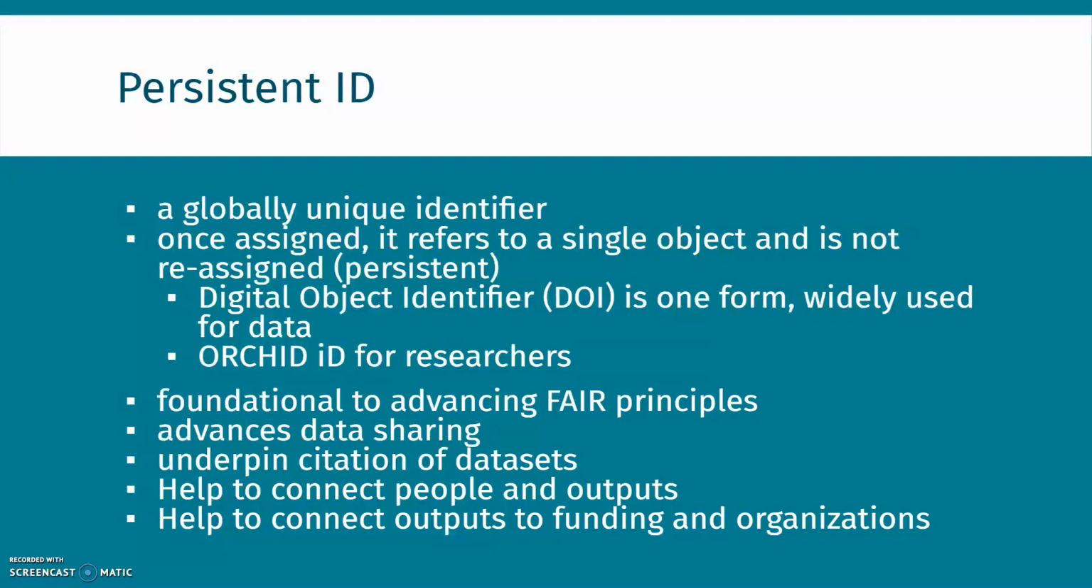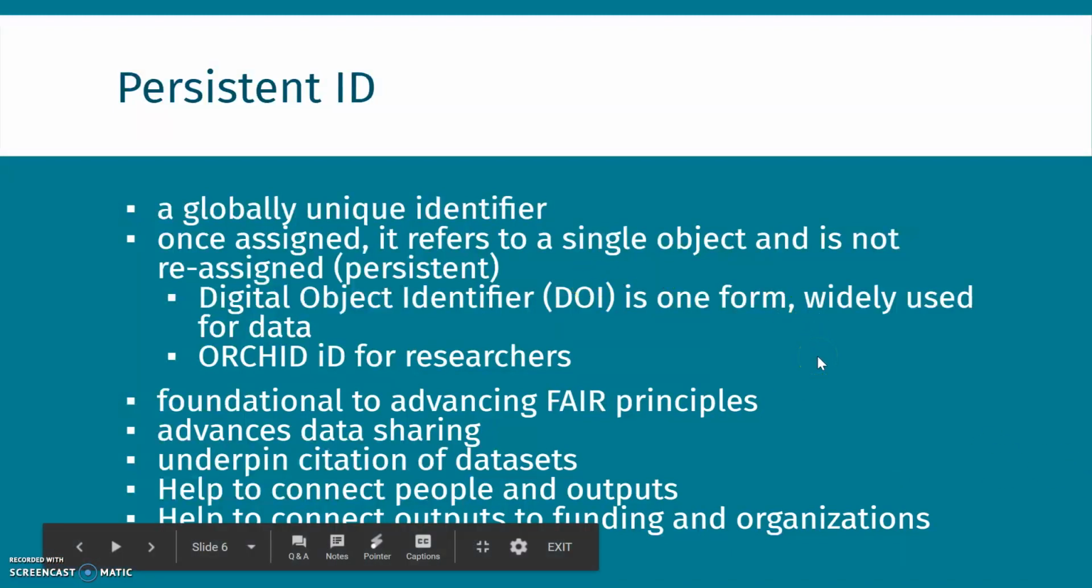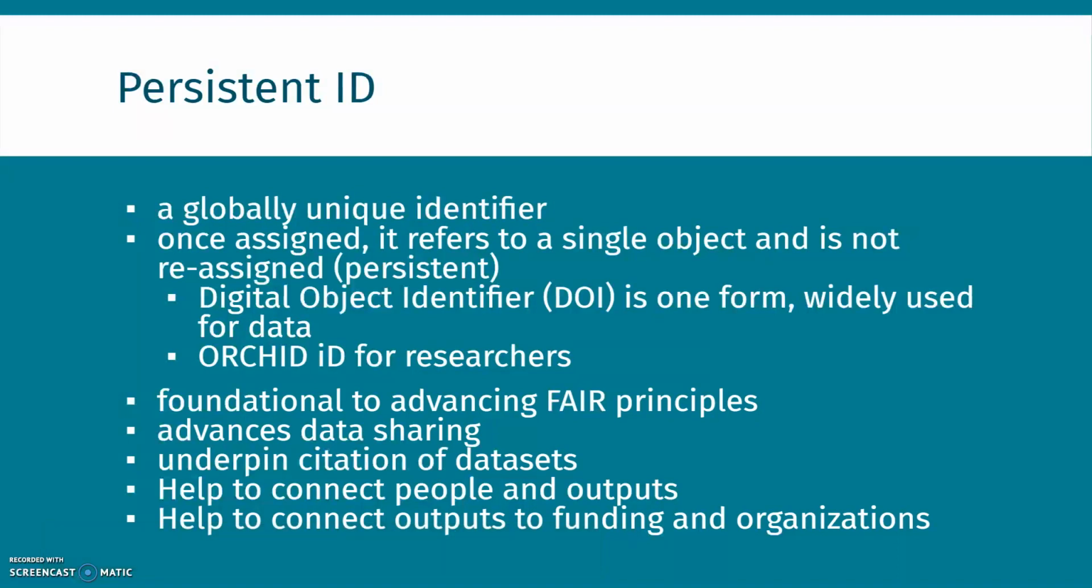It underpins citation of data sets. Without some persistent ID, there's no way to uniquely identify a data set and cite that data set. And persistent IDs also help to connect people and outputs. Whatever you produce should be connected to you, and an ORCID iD with other IDs helps you do that. It also can help to connect outputs to funding and organizations. So an aggregation of different things from funding agencies, or researchers linked to different funding agencies, can also be done more easily, having persistent identifiers connecting projects, papers, data sets, and people.